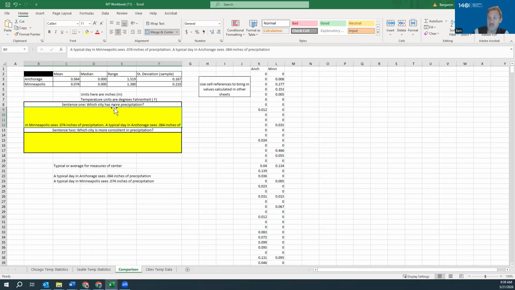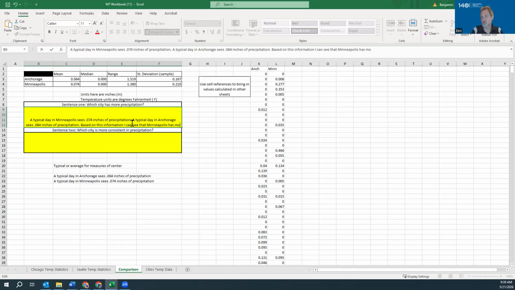Also, this needs to be seen as a paragraph. So I'm going to use that wrap text button because I've written so much that it's spilling out the edges there. Okay. So based on this, I can see that Minneapolis has more precipitation in general, right? It doesn't mean that every single day in Minneapolis has more precipitation than any day in Anchorage. It just means that in general, Minneapolis has more precipitation. And I've brought the evidence in to see that, right?